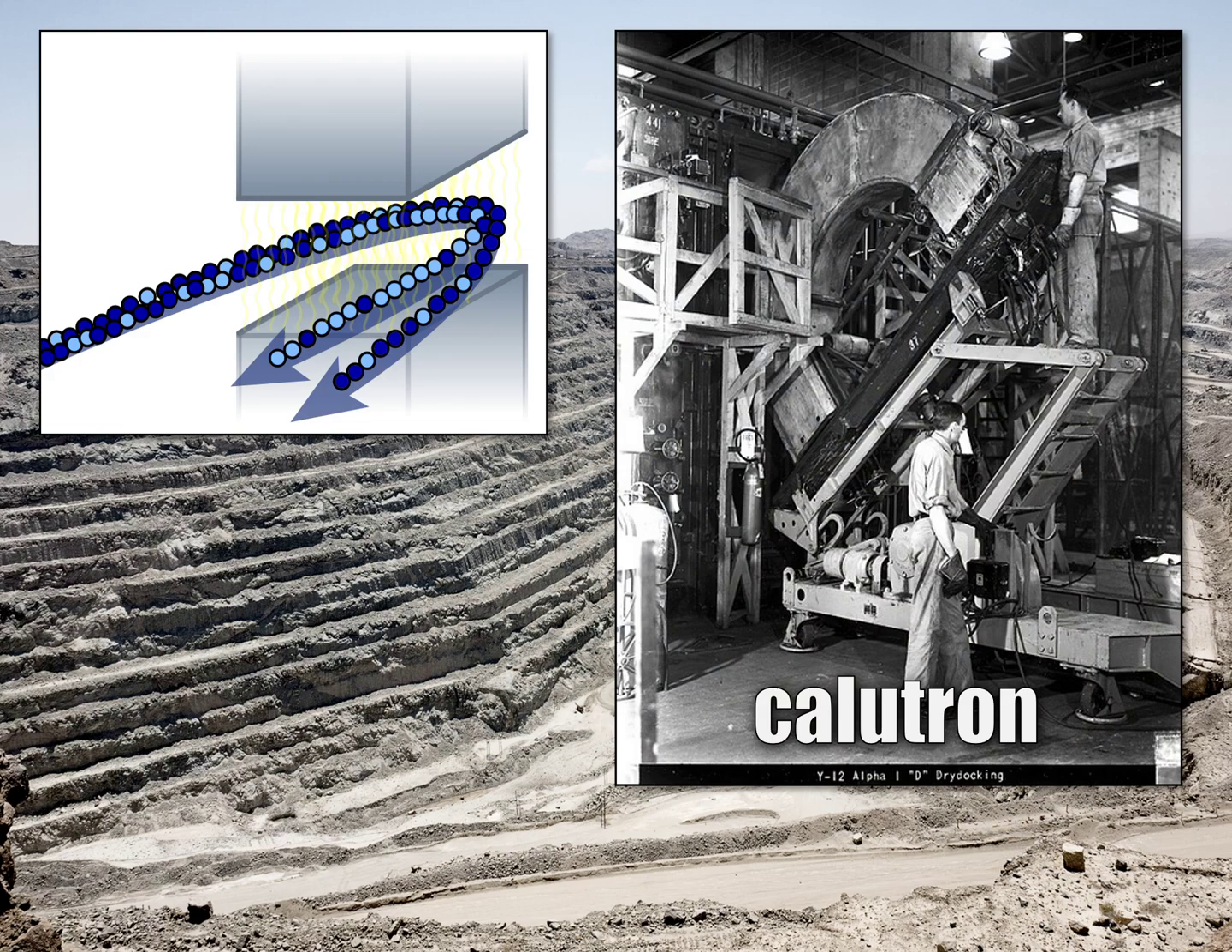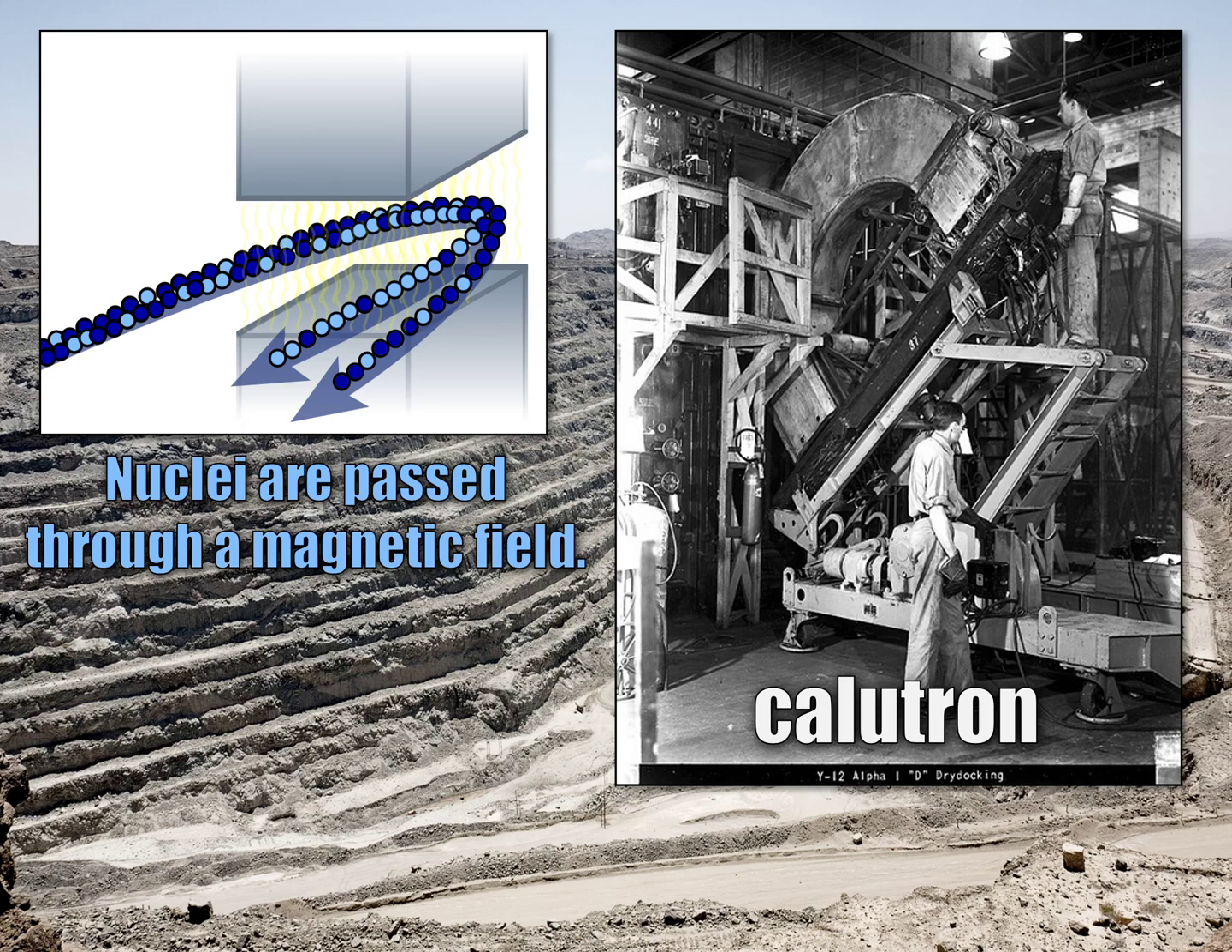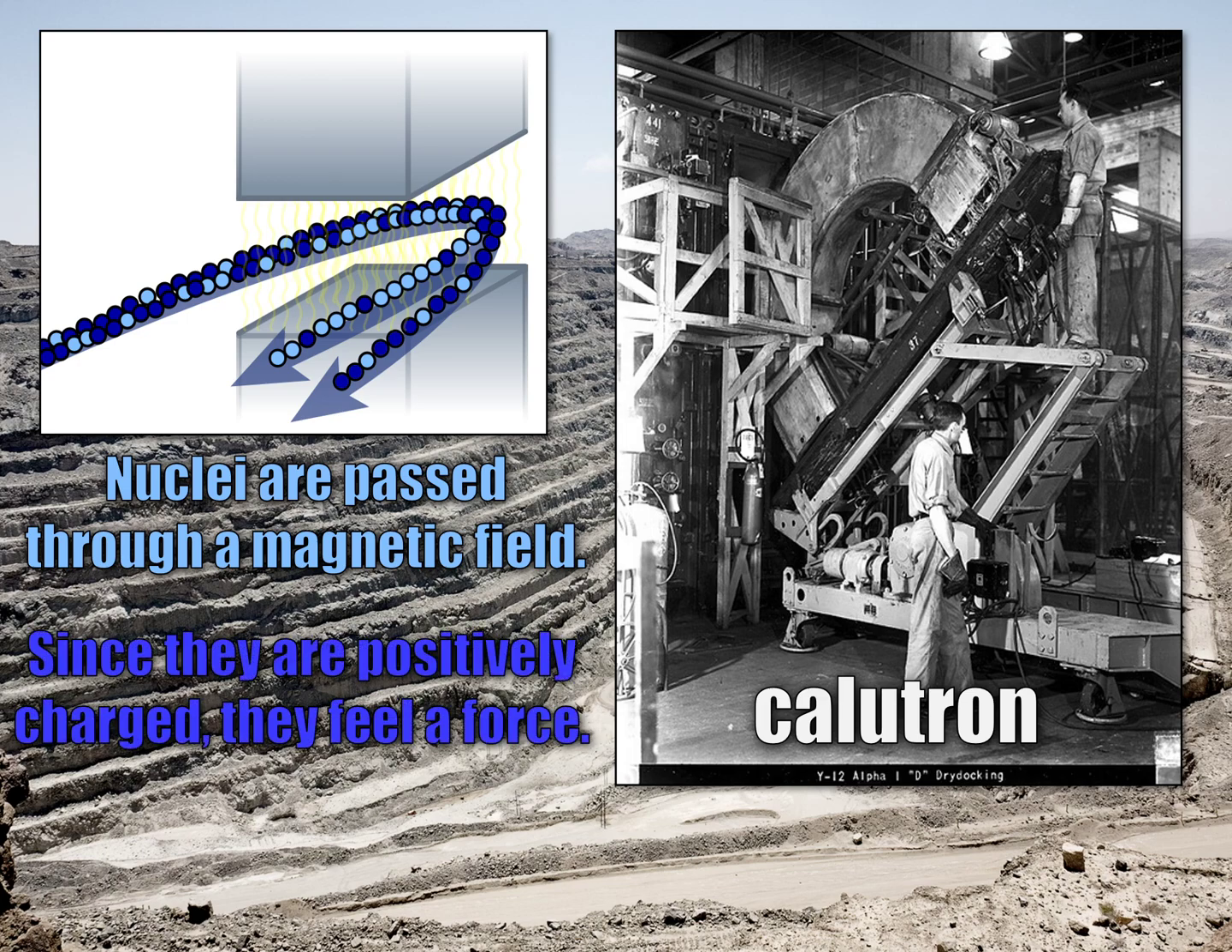This device was invented to do just that. It's called the Calutron, named after the University of California at Berkeley, which is where it was invented. So the way the Calutron works is you send the nuclei through a magnetic field. Now first you have to strip off the electrons. So you make sure that they're positively charged.